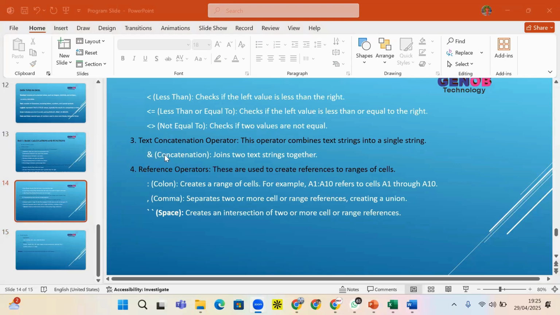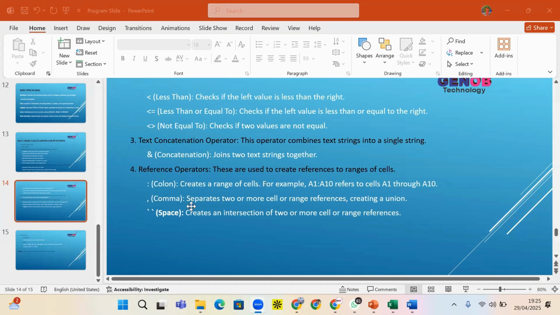Another group of operators we have is the concatenation operator, right? This operator combines text strings into a single text. It can combine two strings into a single string. It can combine two characters into a single character. It can also combine numbers into a single number, but it will not add them up together. It will add them side by side.